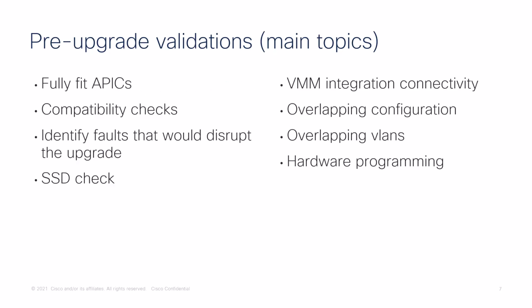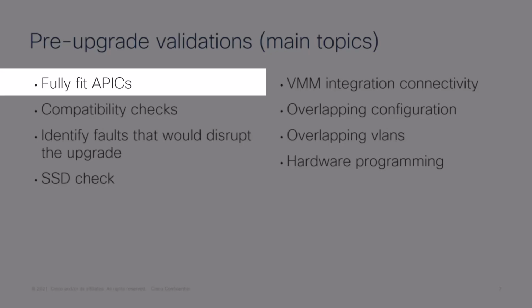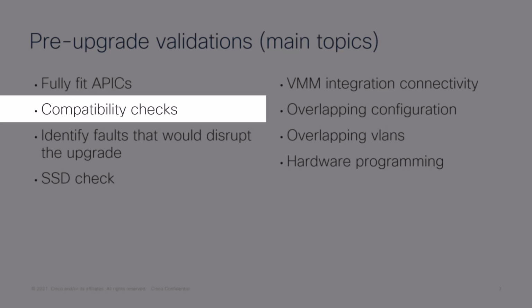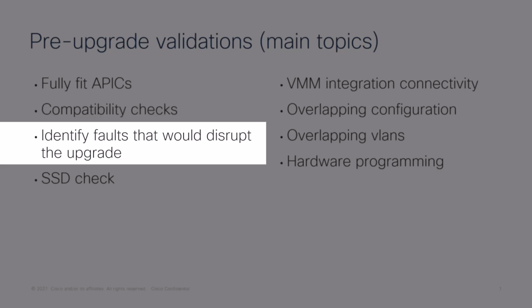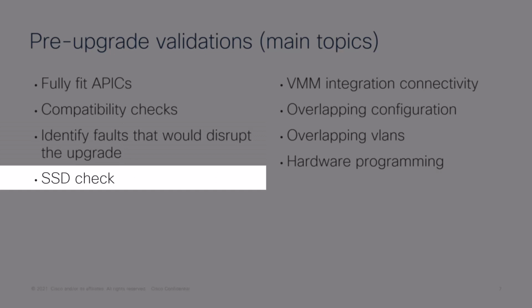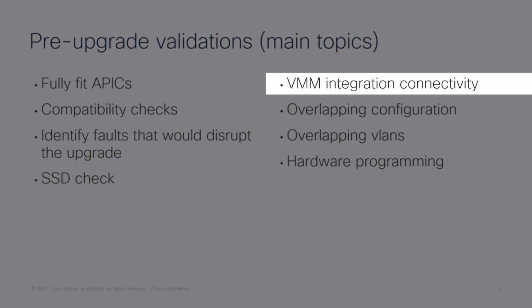The pre-upgrade validation's main focus is to verify the following requirements and checks that the fabric is in a healthy state prior to upgrading. APICs will be checked to ensure they are fully fit and in a healthy state. The version being moved to will be checked for compatibility issues. Major faults will be referenced to ensure there is nothing that would cause a disruptive upgrade. Switch SSDs are checked to ensure they're in a healthy state prior to upgrading. VMM connectivity, if you're using VMM integration, will be validated and checked for a healthy state.